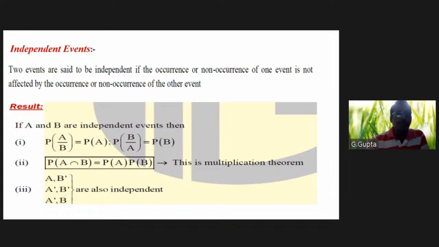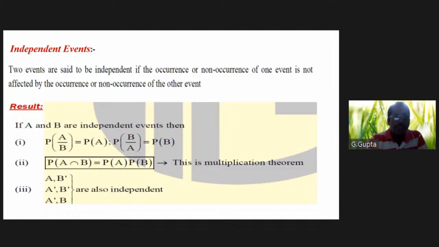Independent events. Previously, we had dependent events. That is, after the occurrence of event B, an event A happened where A depends on B. So we found in the previous one P of A by B, P of B by A, etc.